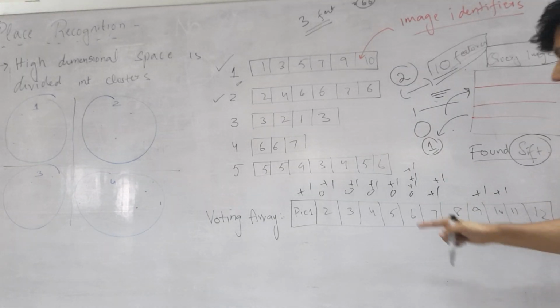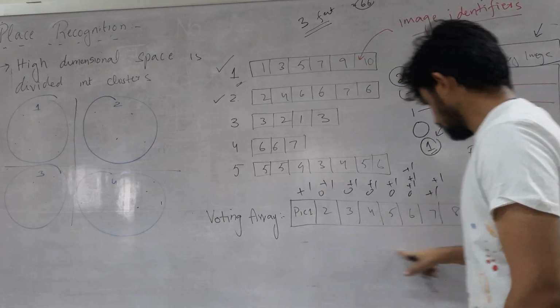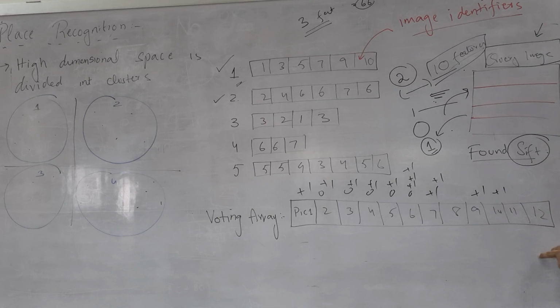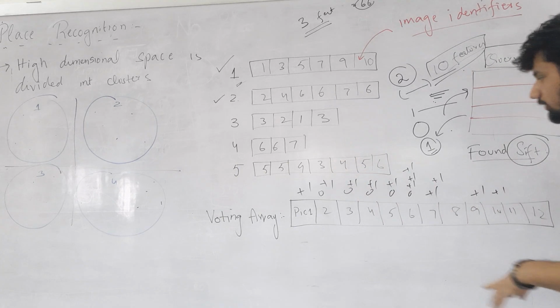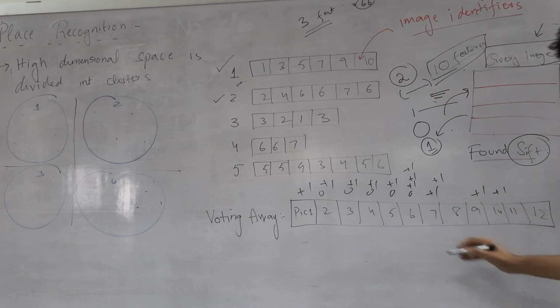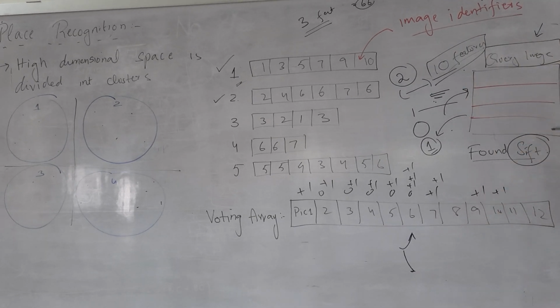Now obviously many members of this array will be 0, many will be at some integer value, and the maximum of this number will indicate that that particular image is most similar with your query image.